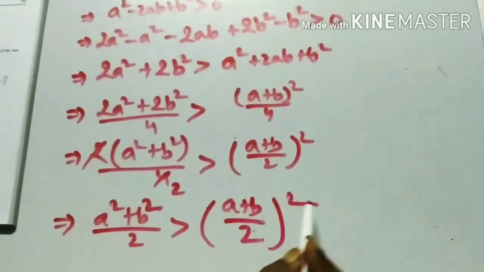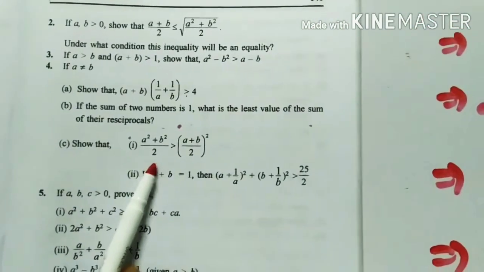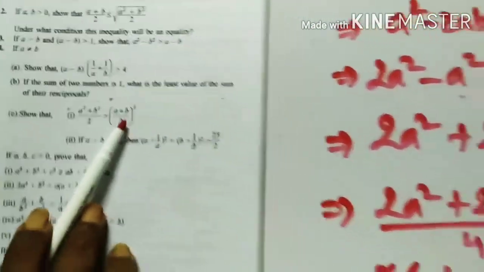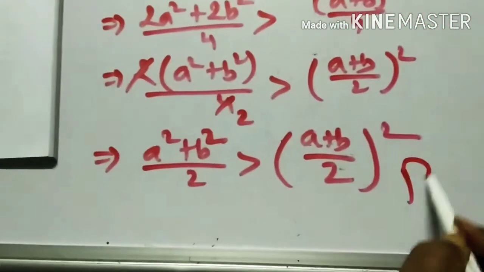So see, I have proved here: (a² + b²)/2 is greater than ((a + b)/2)². Proved.